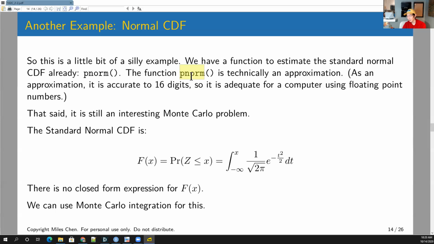But that's good enough for us because floating point numbers on the computer can only represent up to 16 digits anyway. So if you have a function that's accurate up to 16 digits but is not accurate beyond that, it doesn't really matter, right? Because your computer can't even represent that. So pnorm is an approximation, just like when you type in pi on the computer, it's an approximation. Pi technically goes on to an infinite number of digits, but we just have the first 16 digits in floating point arithmetic, and that's good enough for us.